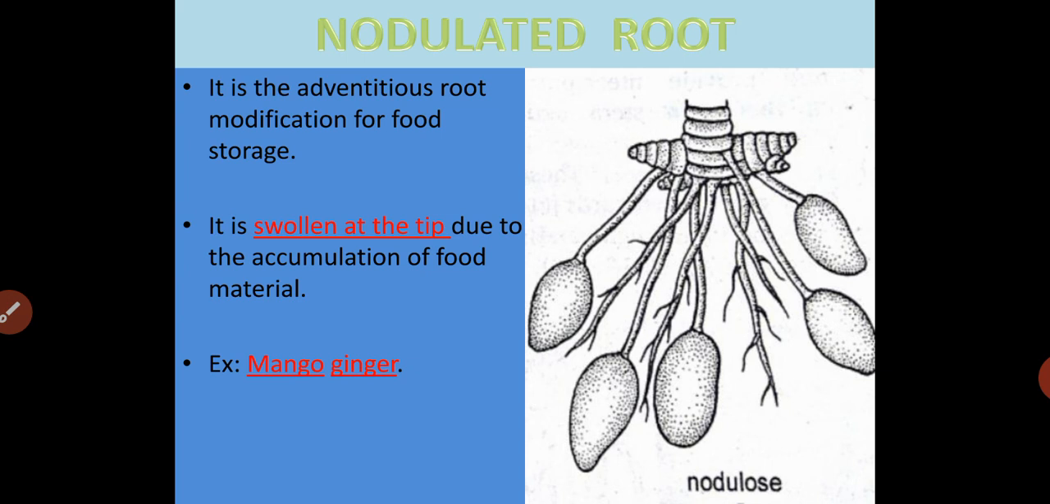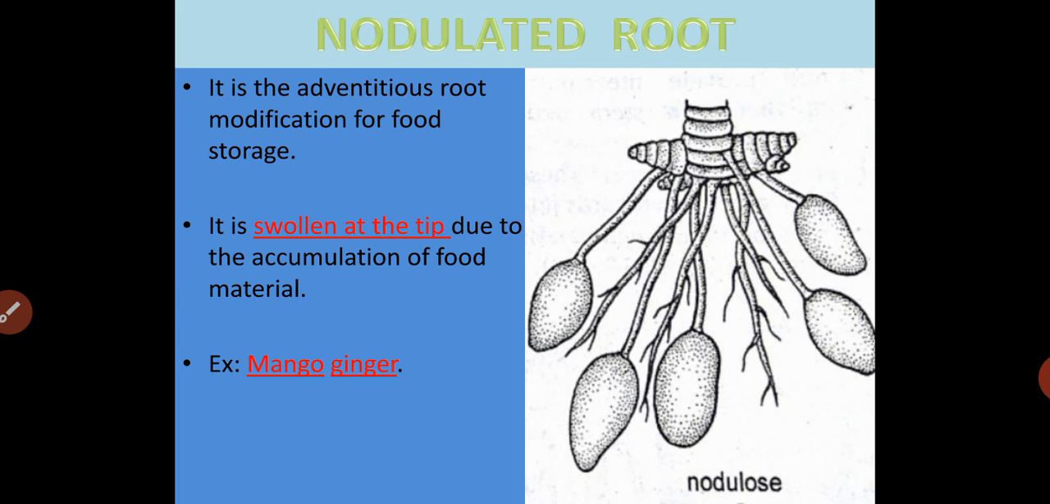The next type is the nodulated root. It is one of the adventitious root modifications for the purpose of food storage. Here the food is stored at the tip region so that the tip region of the root is swollen in condition, as seen in case of mango ginger.